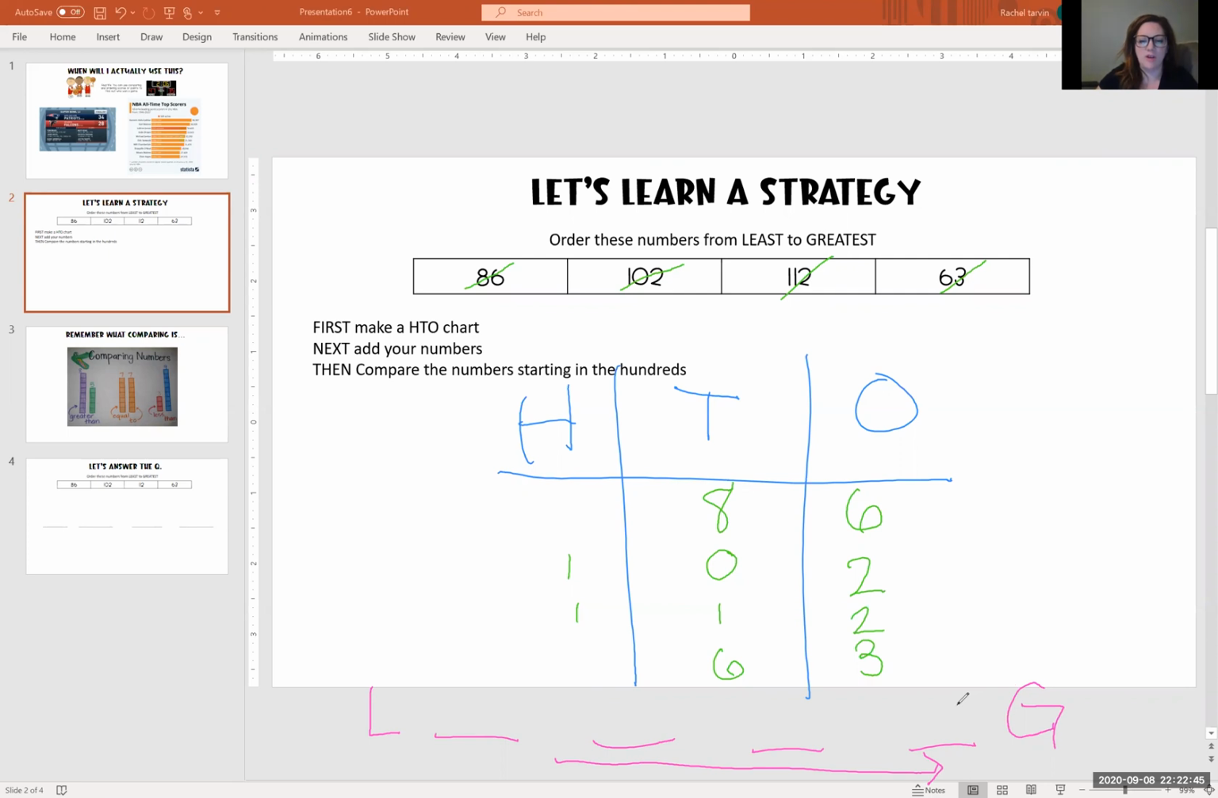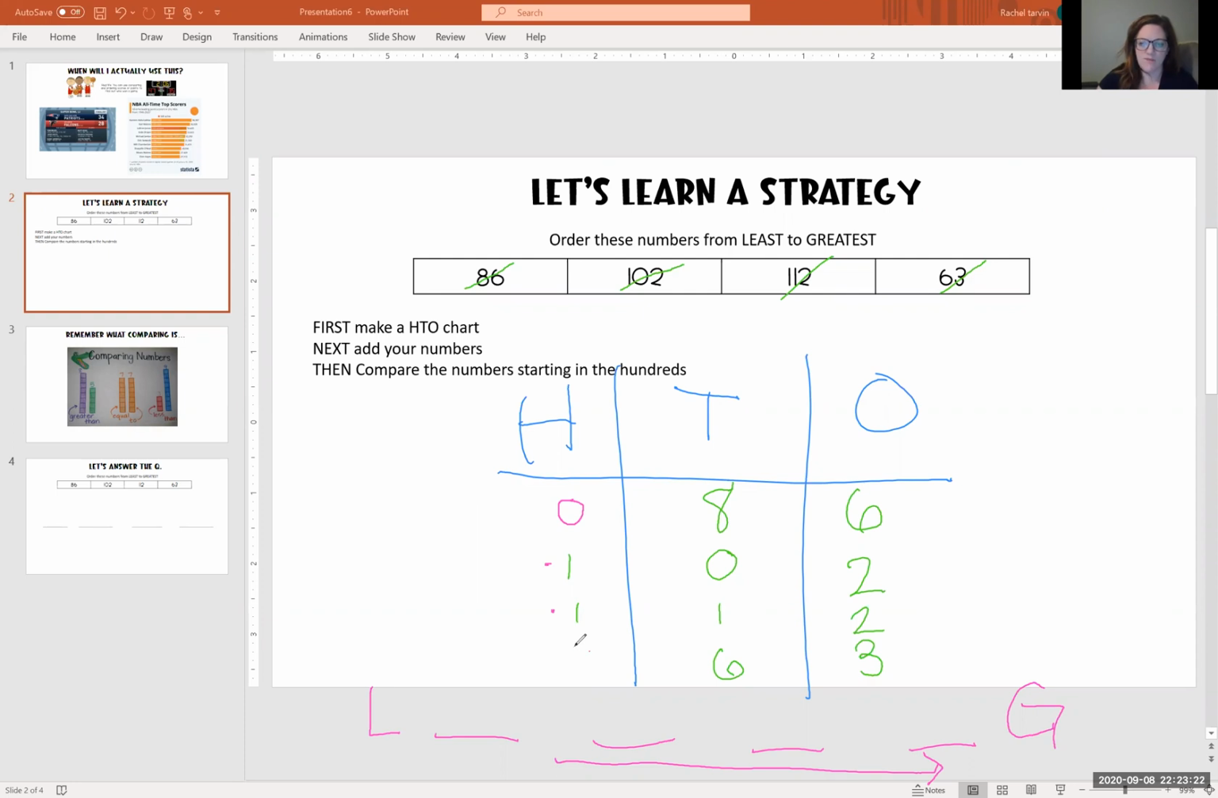I think I'm going to look for my biggest number first. I always like doing that, even if we're going least to greatest, because for me, it's easier to start over here in the hundreds and say, which one's the biggest? So let's look. 86, does it have any hundreds? No, it has no hundreds. I know that's not my biggest number. 102, hey, look, that's got 100. So I'm going to put a little mark here, maybe baby might be my answer. 112, oh, that's got 100 too. There's another maybe baby might be my answer.